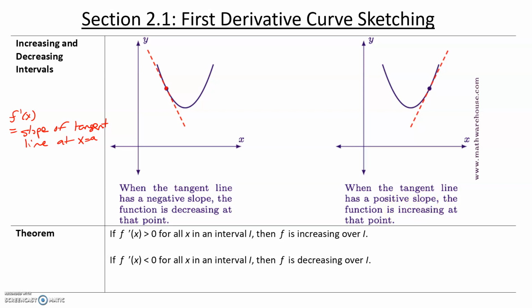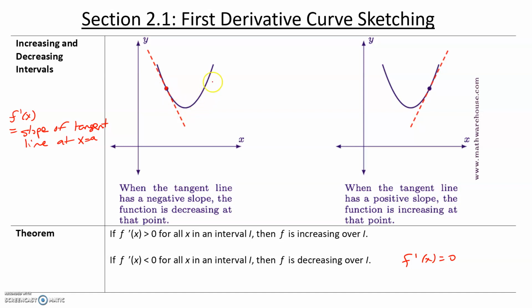In other words, we have a theorem that if f prime of x, which once again, the first derivative, is the slope of the tangent line at the point x equals a, is greater than 0 for all x in an interval, then f is increasing over that interval. If the derivative is less than 0, then the function is decreasing over that interval. Because remember, if the derivative is positive, it means the slope of our tangent line is positive, so the function is increasing. If the derivative is negative, then the slope of the tangent line at that point is negative, so the function is decreasing. Later on, we will talk about what happens if f prime of x is equal to 0.